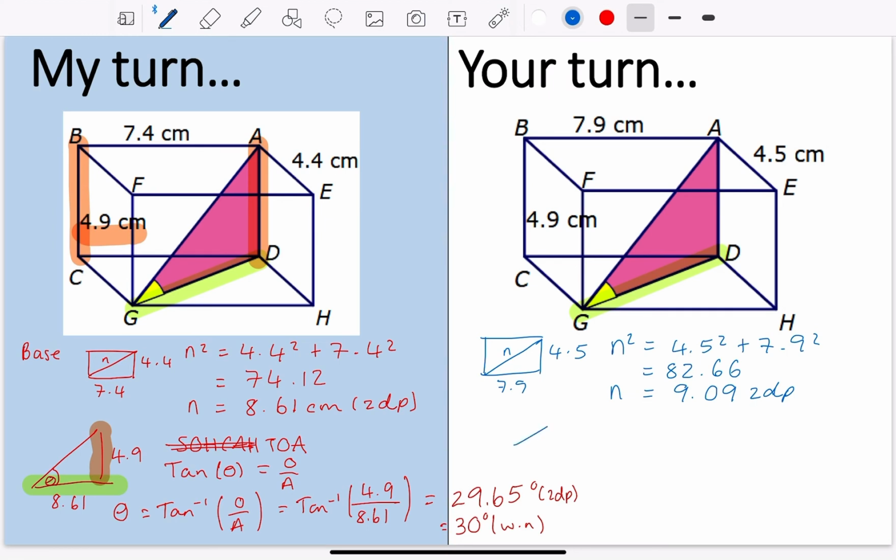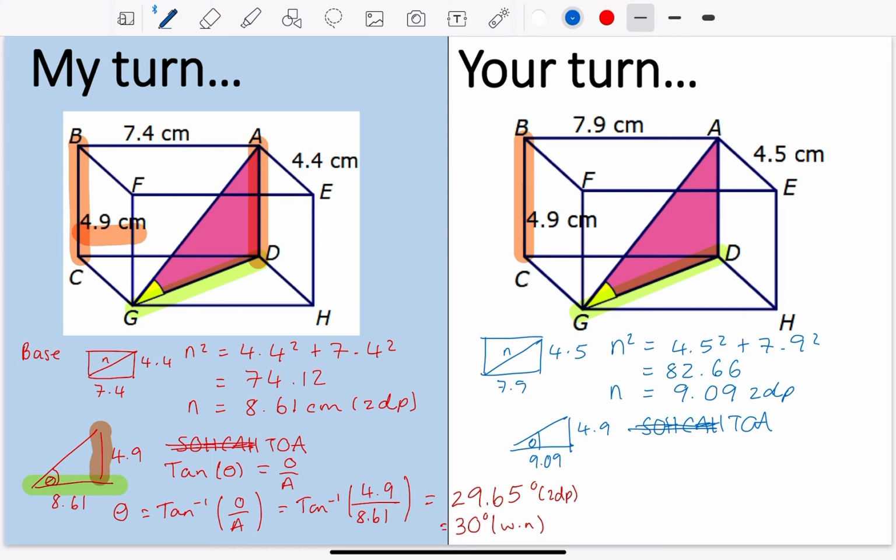So I once again have a triangle with theta. The height is 4.9 as stated, as once again it should be the same as the total height of the cuboid, and our base now is 9.09. So once again, SOHCAHTOA, I have to decide what I have, what I need, and how to get there. I don't care about the length of the hypotenuse, I don't have it. So immediately I'm going to be looking to use my tan function.